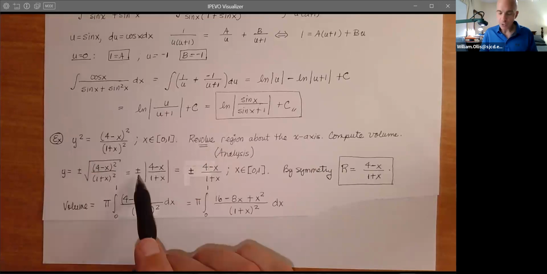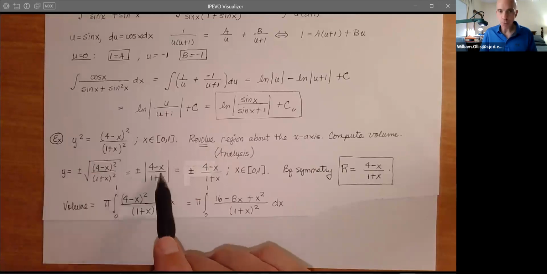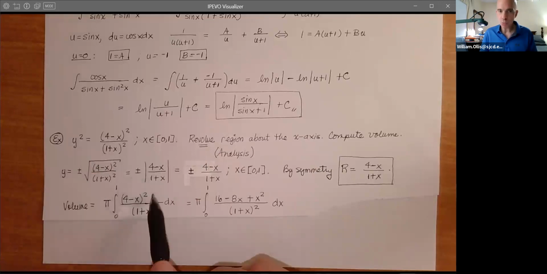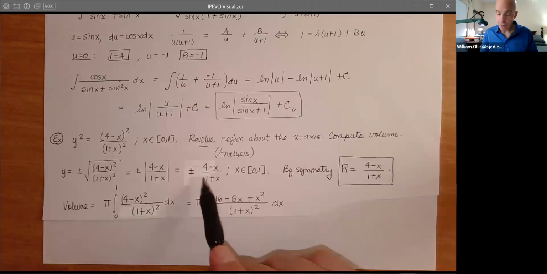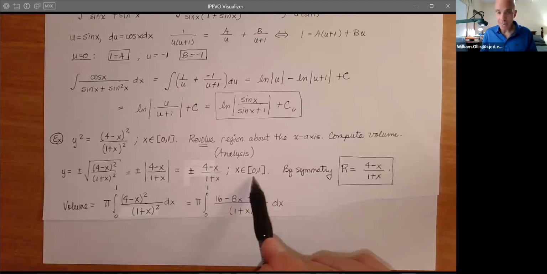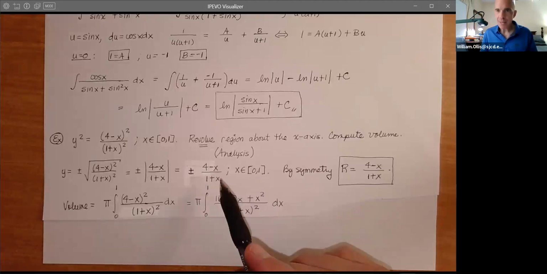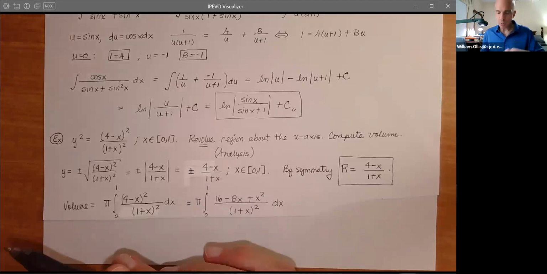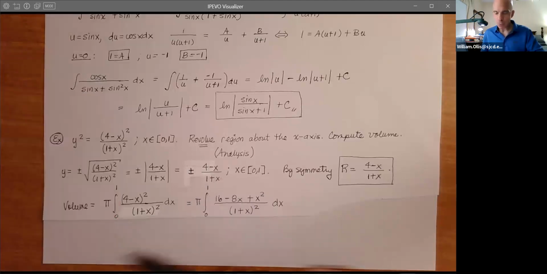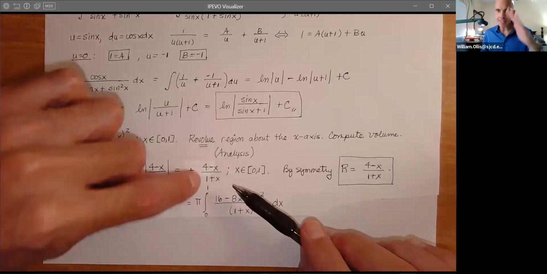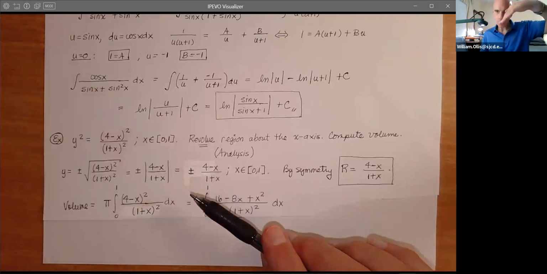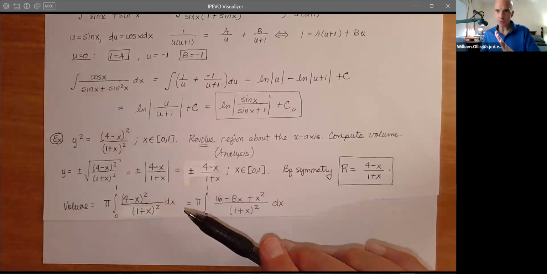So that'll give you plus or minus the absolute value of 4 minus x divided by x plus 1. And then, of course, removing the absolute values, because, of course, x lives here, that just gives you plus or minus the fraction. Now, of course, with this, you have the reflection of this curve in the x-axis. So you've got a curve going like this and then a curve that's reflected.